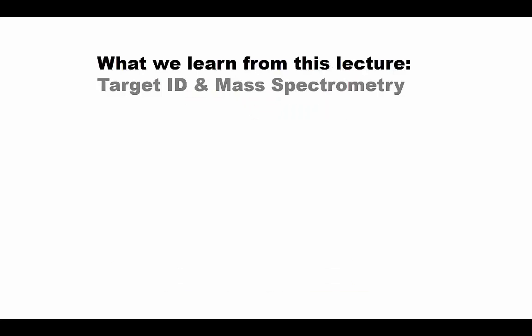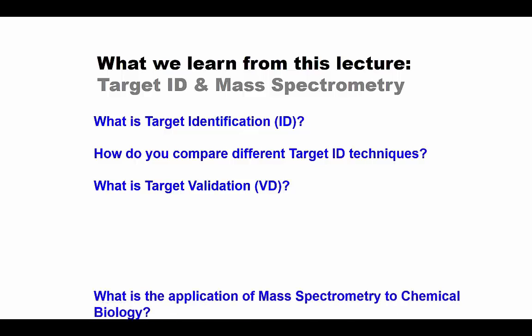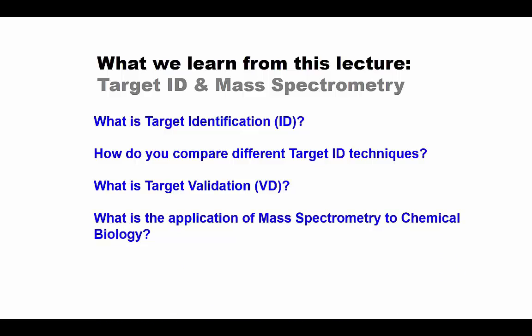In this lecture, we are going to study, first of all, what is target identification? There are many different kinds of target ID techniques, and we are going to compare the differences among them. After that, target validation, and we will learn what target validation is and its meaning. The last part will be mass spectrometry and its application to chemical biology. Ready to go?